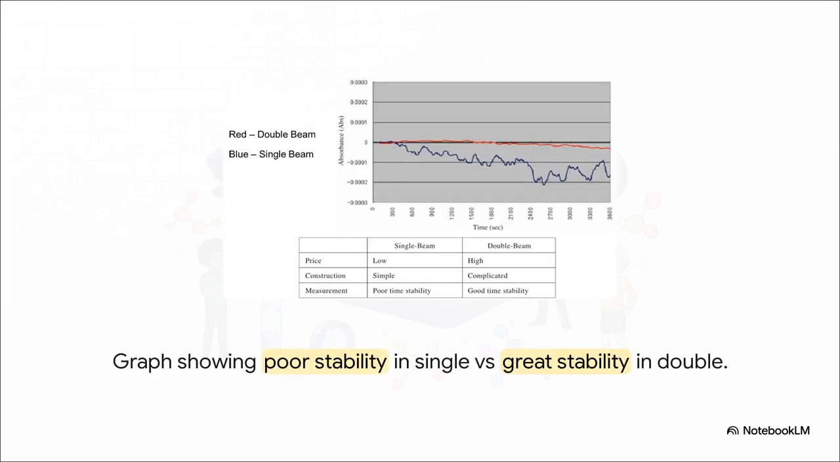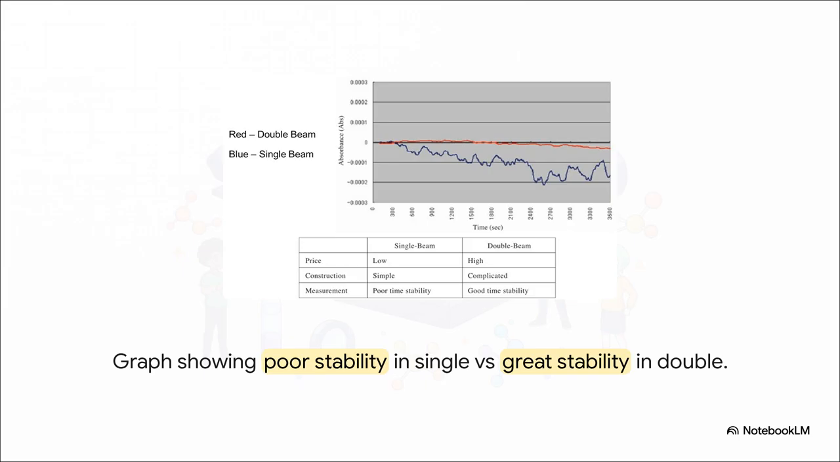Let's look at how this builds into real-world data, because this graph is really the big aha moment of our masterclass. We're tracking measurement stability over 3,600 seconds. The blue line here is the single beam instrument. You can clearly see it drifting downwards into negative absorbance as the lamp naturally fluctuates over time. It's terrible time stability. Now look at the red line. That's the double beam instrument. By constantly referencing the blanks simultaneously, the optical design ingeniously neutralizes that source drift to provide a perfectly stable, flatline output.